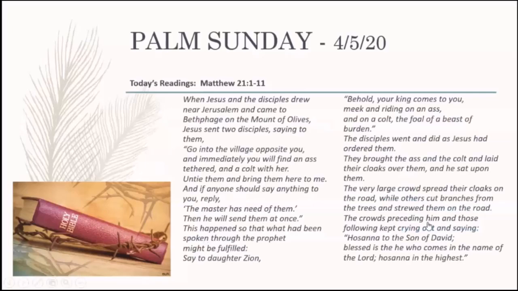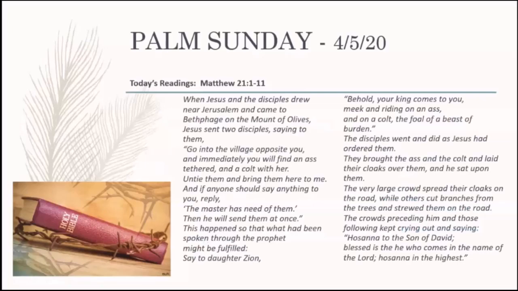The Gospel according to Matthew. When Jesus and the disciples drew near Jerusalem and came to Bethphage on the Mount of Olives, Jesus sent two disciples, saying to them, "Go into the village opposite you, and immediately you will find an ass tethered and a colt with her. Untie them and bring them here to me. And if anyone should say anything to you, reply, 'The master has need of them.' Then he will send them at once."